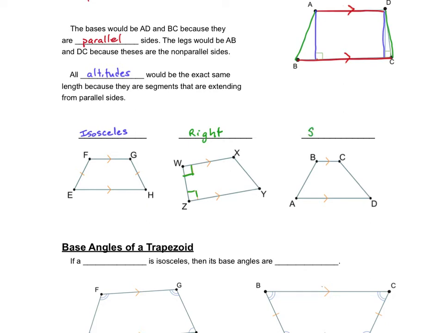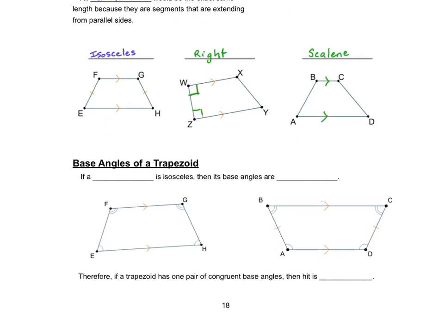And then we have a scalene trapezoid, and scalene just means that none of my sides are going to be equal. They're all going to be a little bit different. However, we do still have the same parallel bases, which is one of the key properties of a trapezoid. So if a trapezoid is isosceles, then its base angles are going to be congruent.